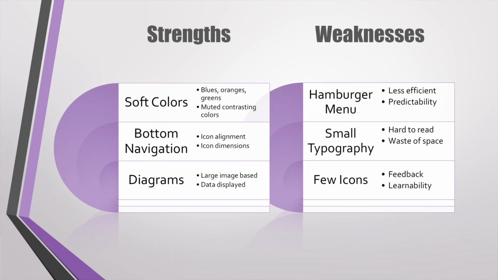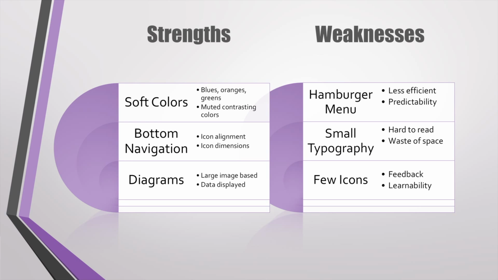So after the research, I found a lot of the strengths to be the use of soft colors that are not too distracting from the objectives. The use of bottom navigation for Fitbit is a big plus for easy navigation. Large diagrams are used for all the apps to display all the necessary information users would want out of a health tracking app, along with the images and icons that bring feedback to the users.